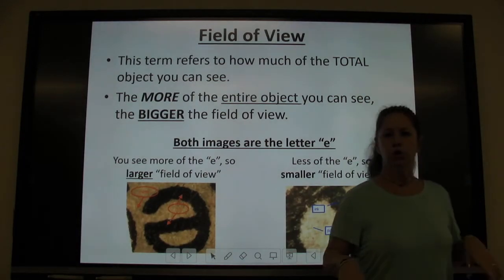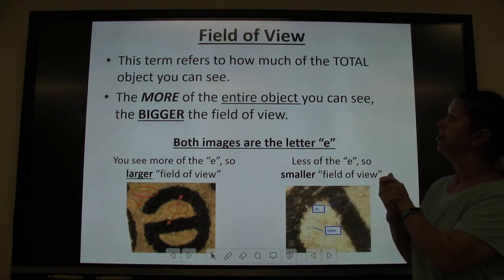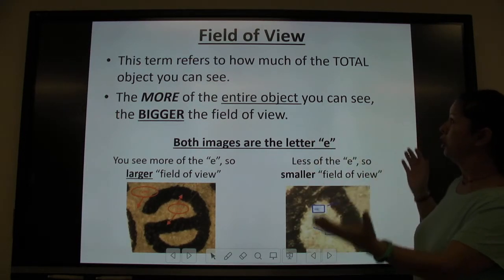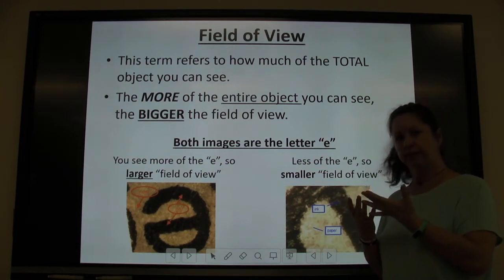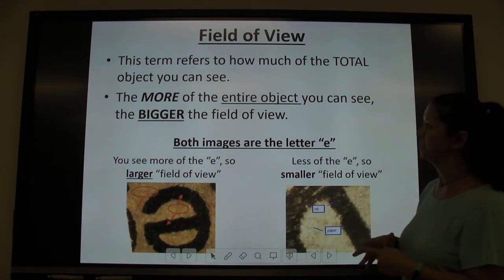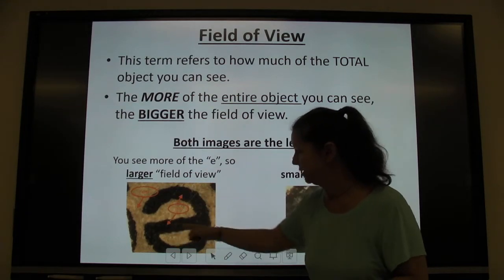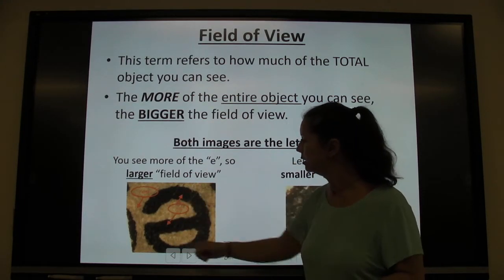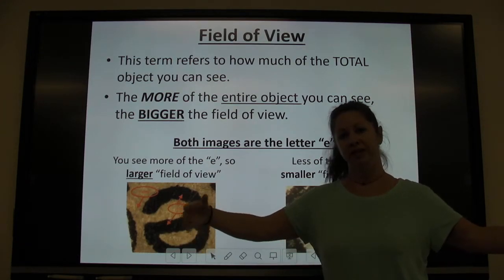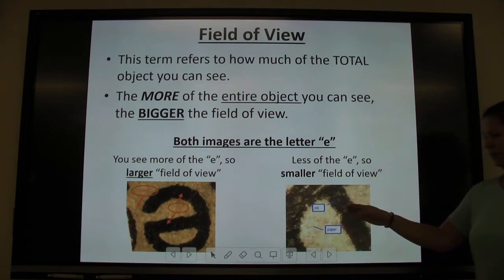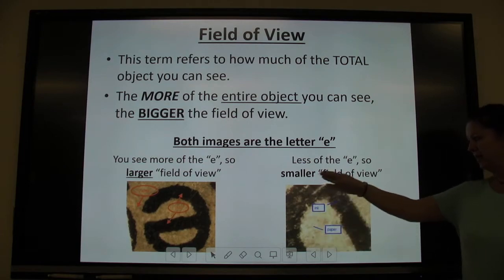And then field of view, we talked about a little bit when we looked at the eagle's head. The more you magnify the object, the less of the object you get to see. And so the more of the entire object you can see, see how you can see the entire letter E here? That is a bigger field of view because you see more of the E than this. This is the smaller field of view because you see less of the E.